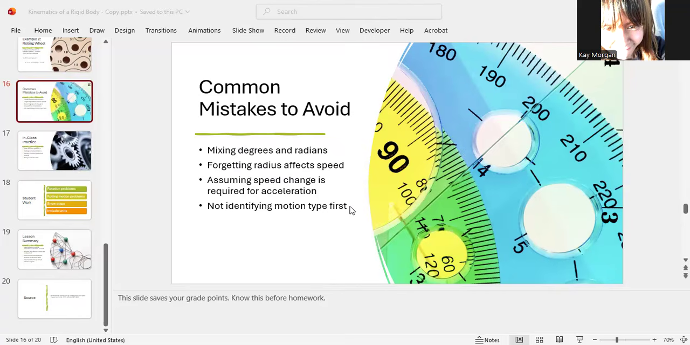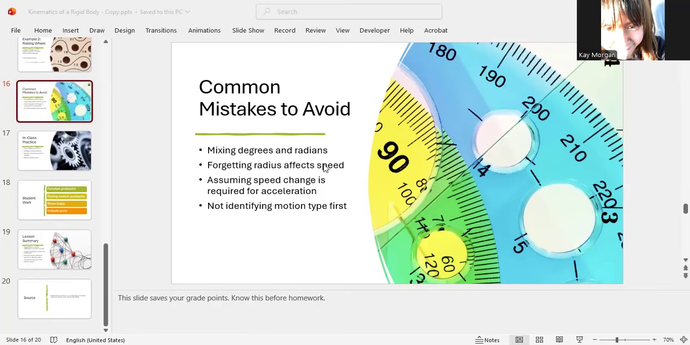All right, so let's wrap this up a little bit. Before we wrap up this chapter, we're going to look at the common mistakes you can make when you study the rigid body. The very first one is mixing up degrees and radians. I told you several times, it's just radians, no degrees. Using degrees instead of radians in a formula like V equals R omega is going to give you the wrong answer, so don't do that.